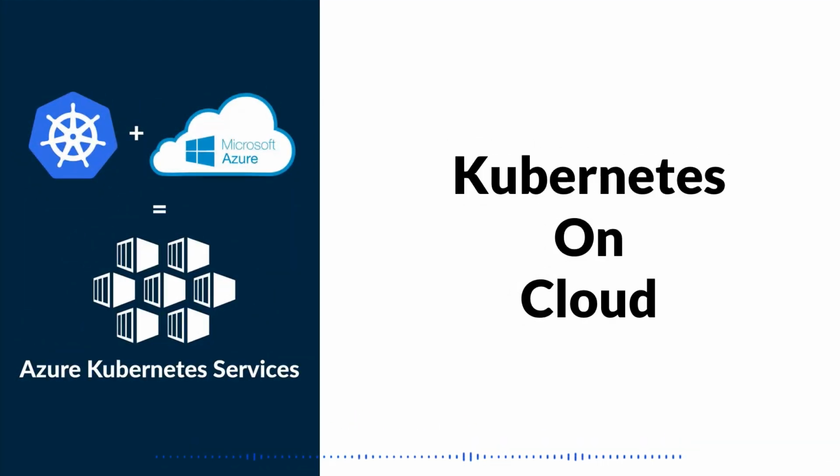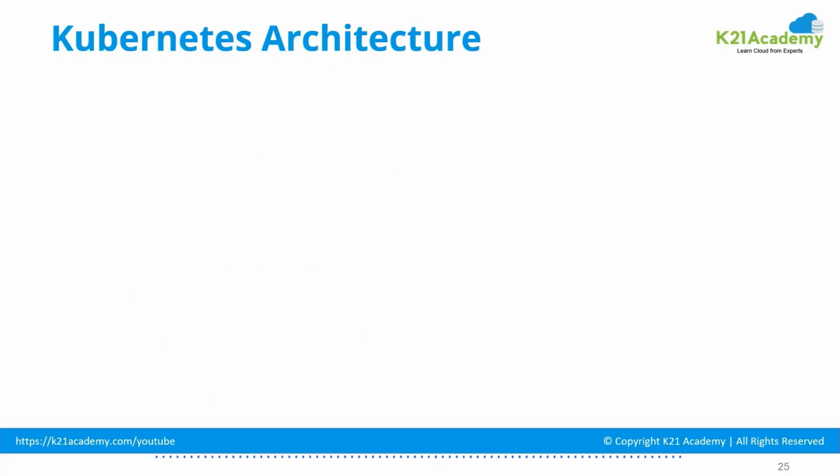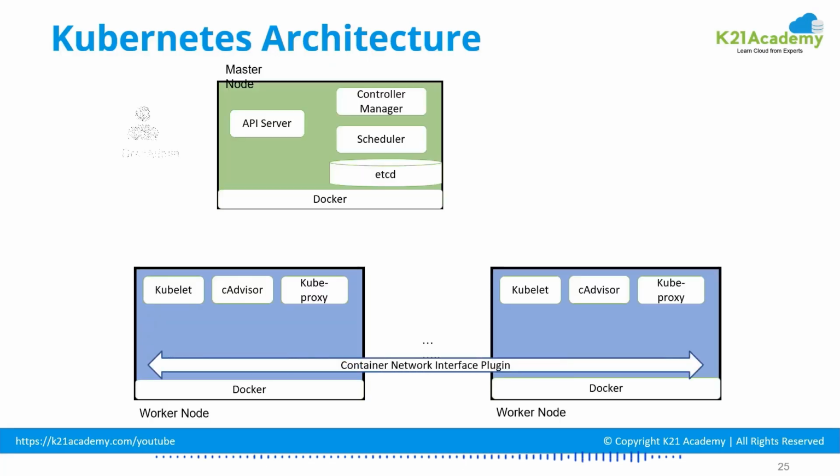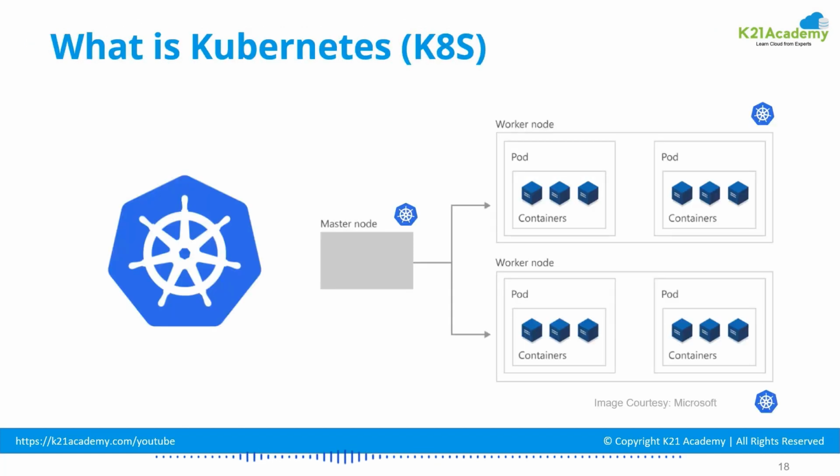Hey there, welcome back. In this lesson, we are going to look at Kubernetes on cloud, and specifically at Kubernetes architecture as well as AKS architecture, and what Kubernetes means. In Kubernetes, there's a master node, also called the control plane, that controls all the worker nodes. So there is a concept of master node, and there's also a concept of worker node.